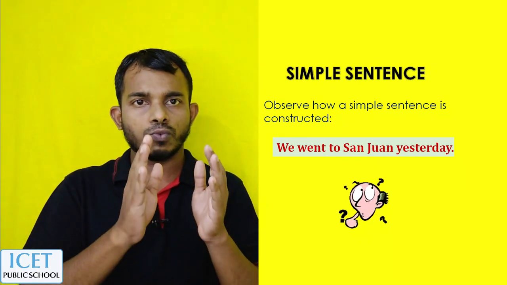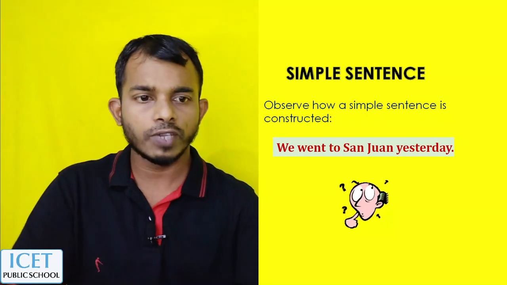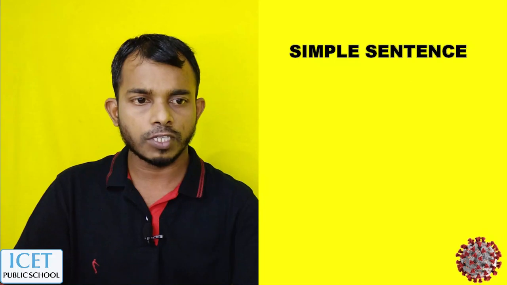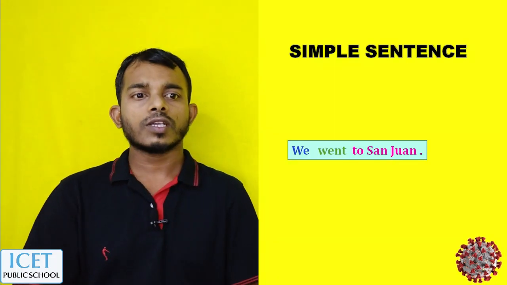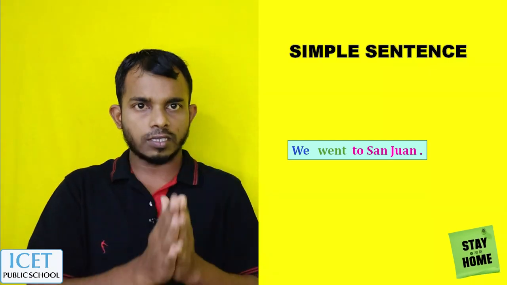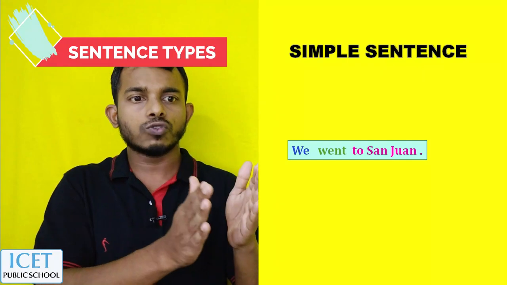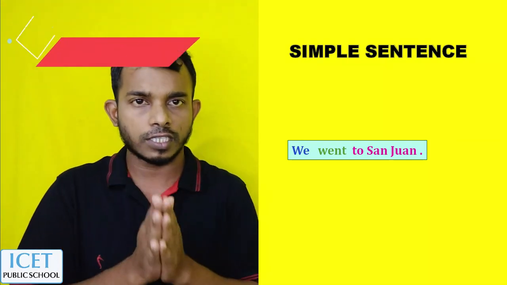It will have one subject and one predicate. So we can analyze the sentence. Simple sentence: this is, we went to St. John. So yesterday it was there. Okay, leave that. We went to St. John is a simple sentence example.